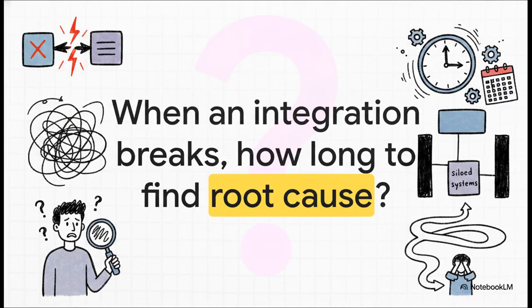So, quick question for you. When a cross-app integration just completely breaks down, honestly, how long does it actually take you to find the root cause? For a lot of us in IT ops, that's where the cold sweat starts, right? You're dealing with blind spots, siloed systems, and spending hours, sometimes literally days, just trying to connect the dots between an event in one app and a total meltdown in another. It's a brutal pain point.